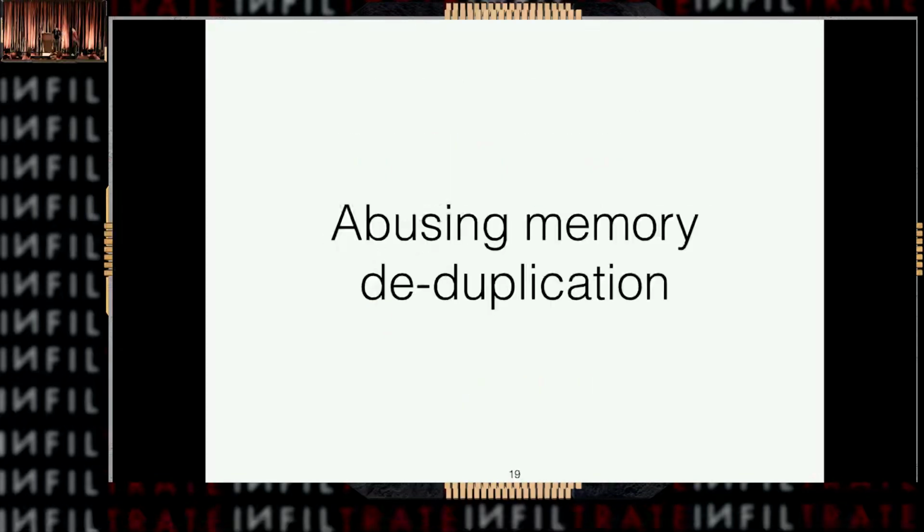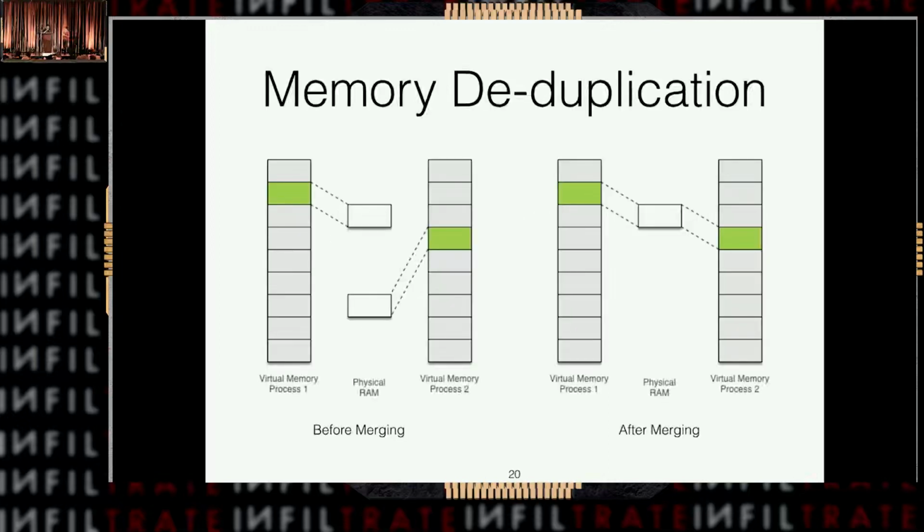Okay, so Mehdi just told you how we can flip a bit in our own memory, but recall that the goal is to flip a bit in the victim VM. So we will have to abuse a feature called memory deduplication. So what is memory deduplication?